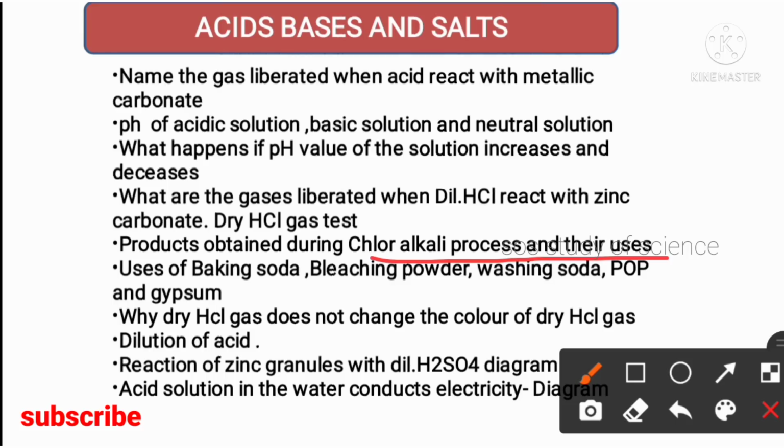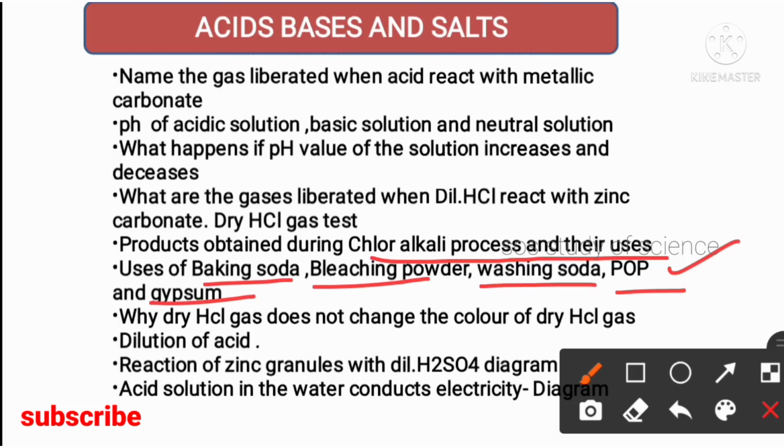You should also know the uses of those products, and where the chlorine gas is released and where the hydrogen gas is released. Very important. And the next concept from this lesson is that you must, without fail, learn about the uses of baking soda, bleaching powder, washing soda, plaster of Paris and gypsum. Okay, how is plaster of Paris prepared and what are the uses of baking soda, bleaching powder and washing soda?